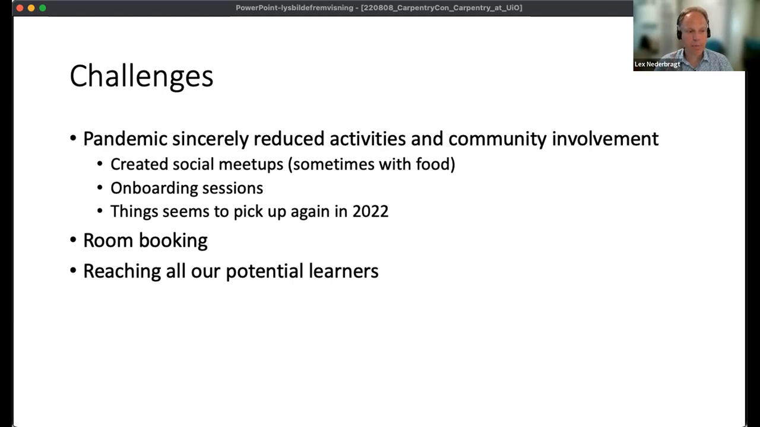Another challenge, which I think many people will recognize, is room booking, because we need rooms that are ideal for teaching, but the courses, the credited courses get priority, of course, and there's not enough of them.